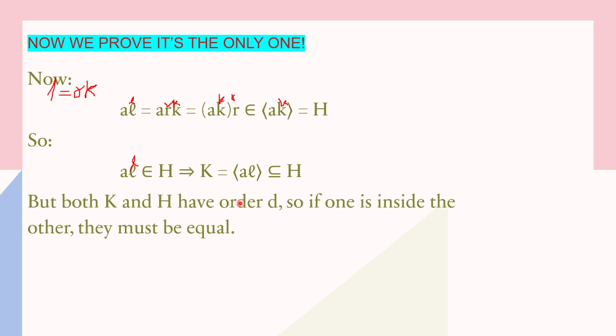But both K and H have order D. Both of them have a similar order, right? They're equal to each other. So if one is inside the other, they must be equal. If K is inside H, then they must also be equal. Therefore, H is equal to K, okay? So this is proving that there is only one subgroup having the order D. If H has order D, and we take another subgroup which also has the order D, then it proves that these two subgroups are the same. They are not different, because only one subgroup must exist that has the order D. And all of this is happening when D divides N. Okay, so this is the proof of the theorem.